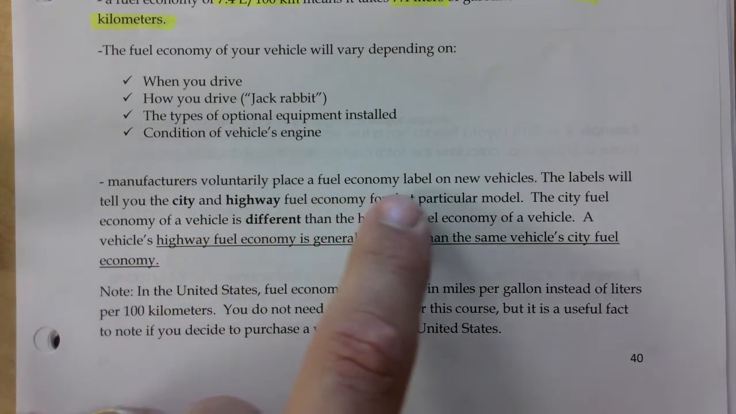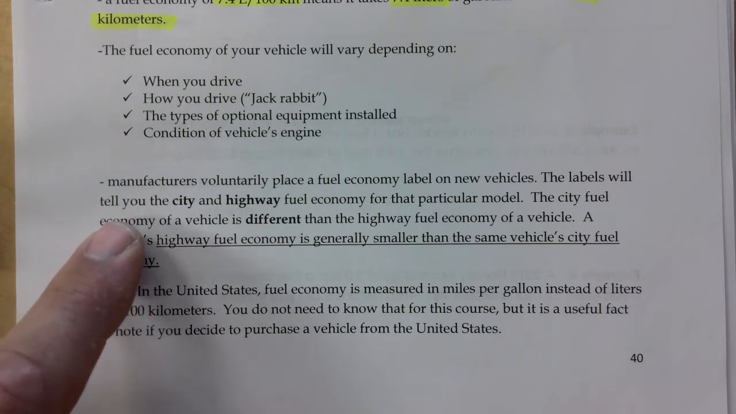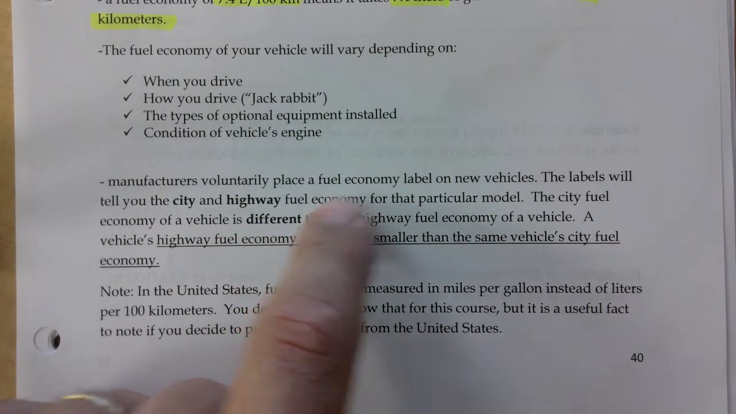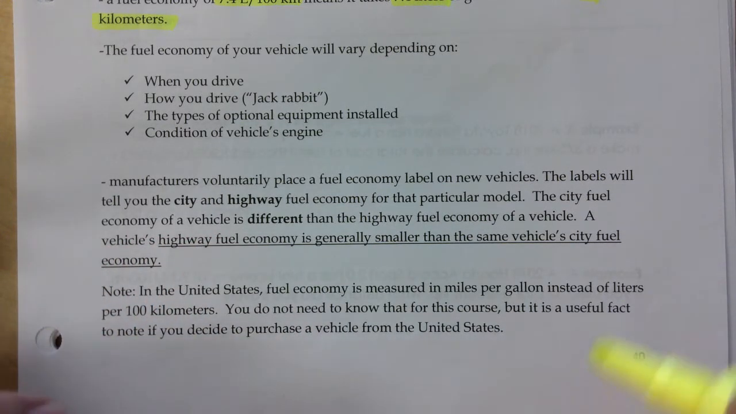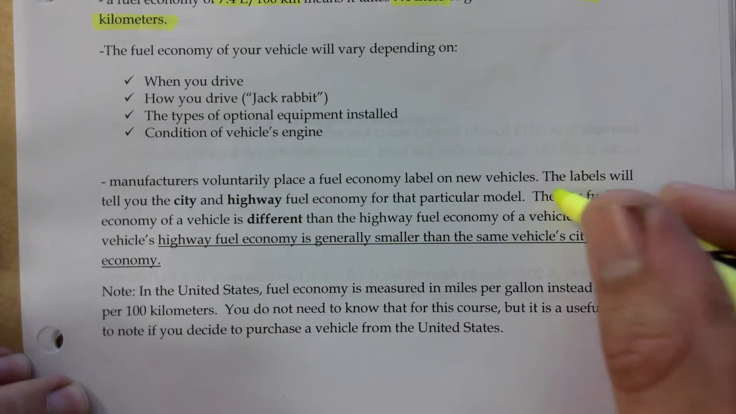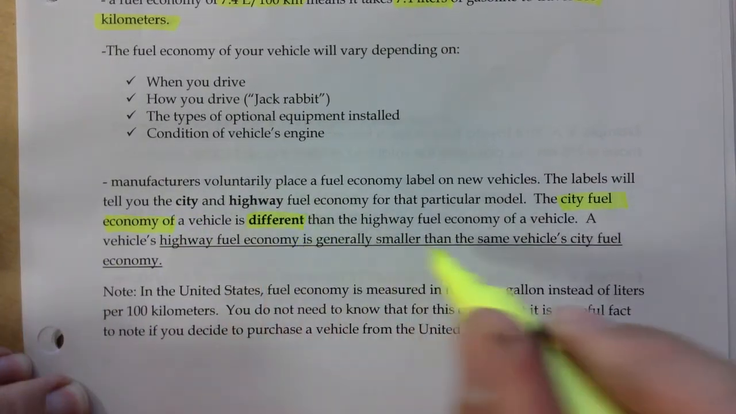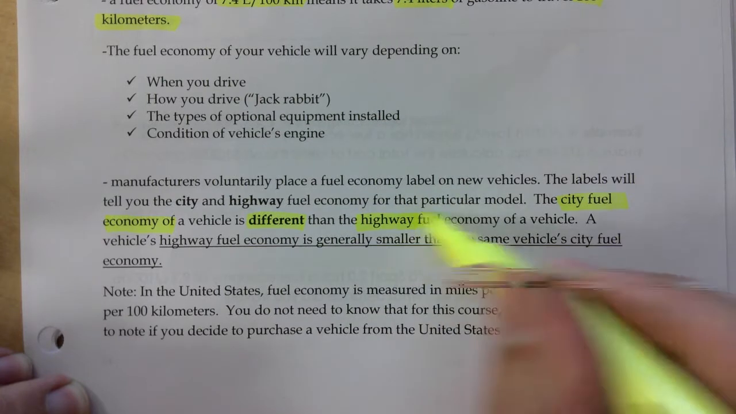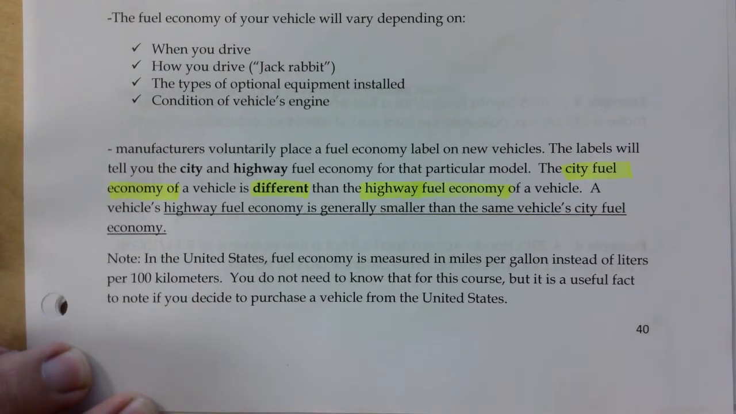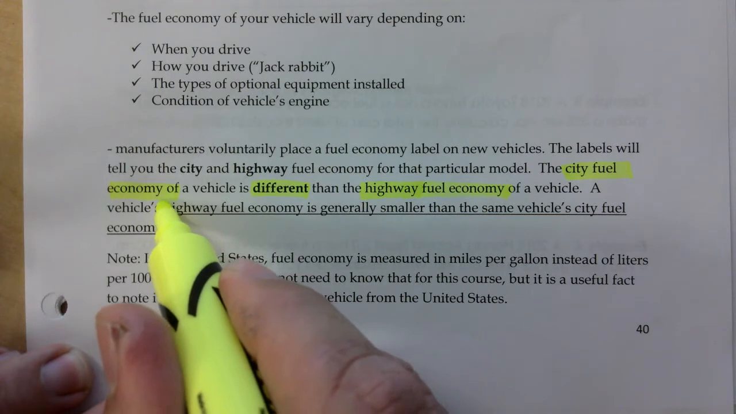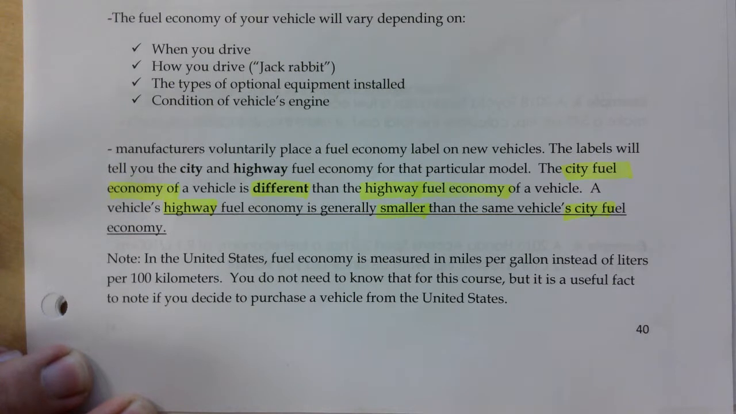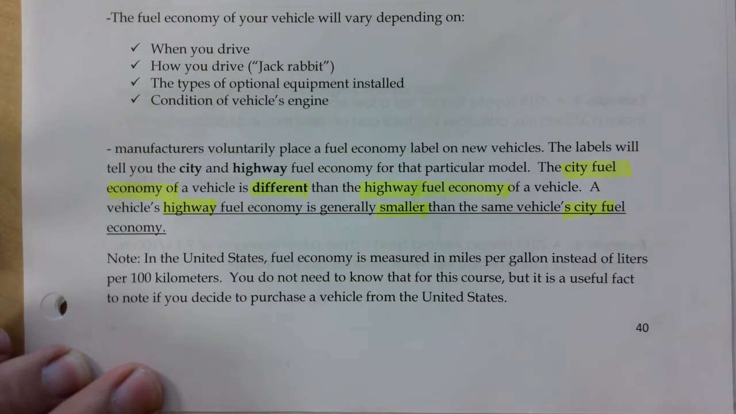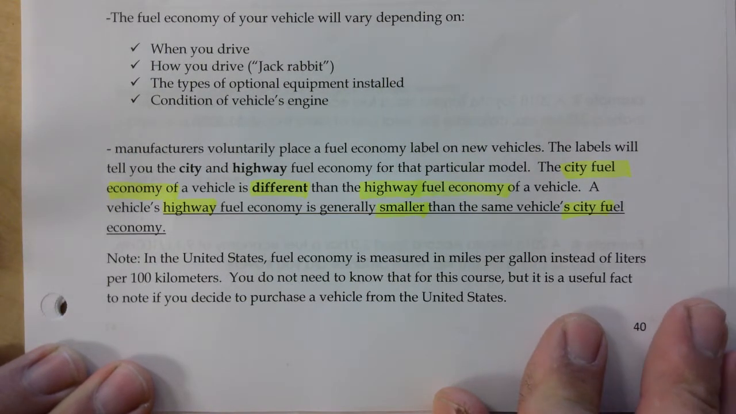Manufacturers voluntarily place fuel economy labels on new vehicles. The labels will tell you the city and the highway fuel economy of that particular model. The city fuel economy is different than the highway fuel economy. Highway, right? Highway is smaller than city. Okay? And then I talk about the US there, but don't worry about that. That's just FYI, your own information if you ever go there.